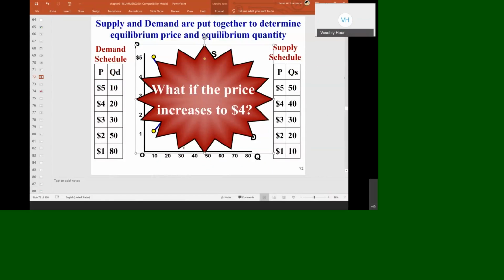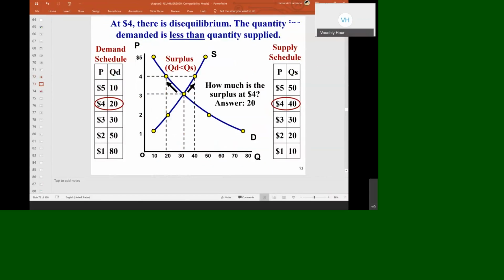Okay, so remember we talked about the equilibrium. That's where we have the price right here at the equilibrium of 3 and 30. That's the equilibrium because the quantity supplied at the price of 3 is 30. At the equilibrium price, the quantity at 3 is 30. Okay. Now, what happens if the price is different?